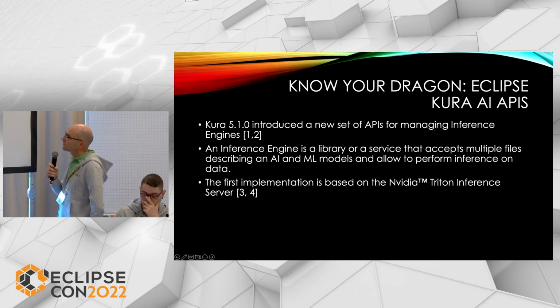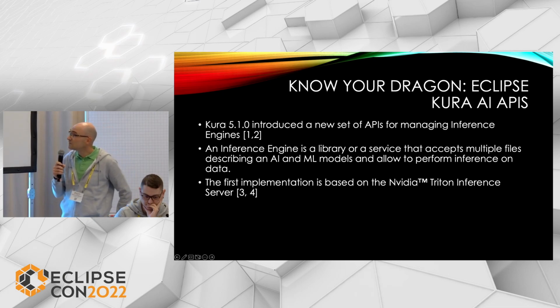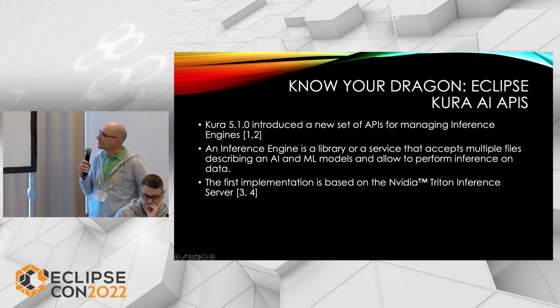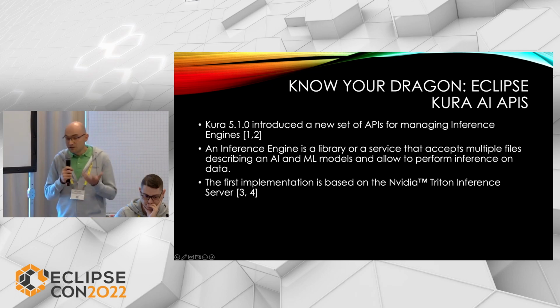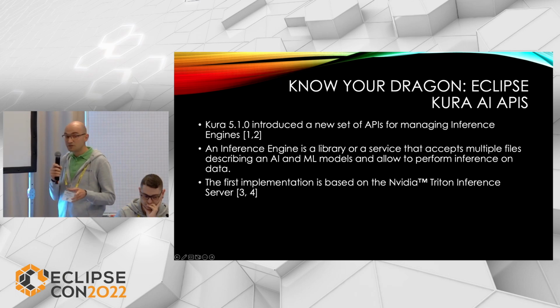Kura 5.1.0 introduced a new set of APIs for managing inference engines. Inference engines are libraries and services that can be used for managing AI models and machine learning models, and allow performing inference on incoming data. So they don't perform training, but only inference, so we should deploy on the device the already trained model.